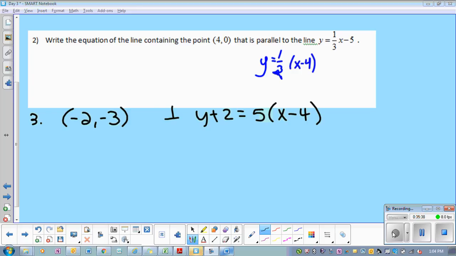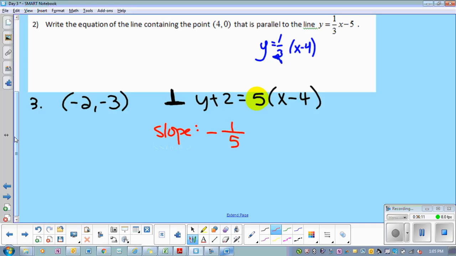Write the equation of the line that has the point -2, -3, and is perpendicular to y plus 2 equals 5 times x minus 4. Do you remember this? It's like a throwback to geometry, right? So my slope here is what? -1/5. Good. If it's 5 there, then the reciprocal is 1/5 and then opposite. There we go. So slope equals -1/5.